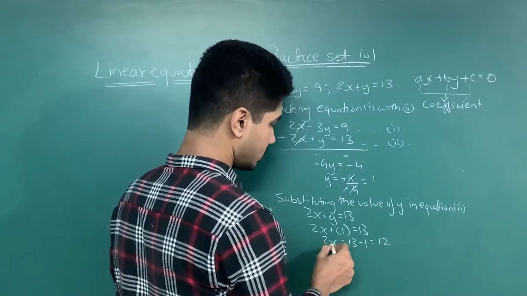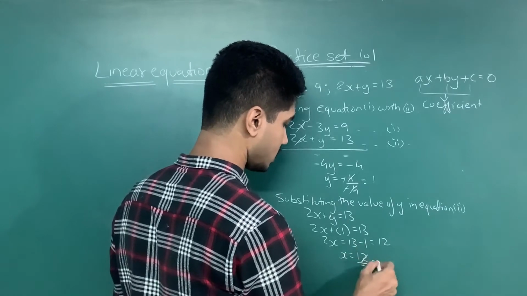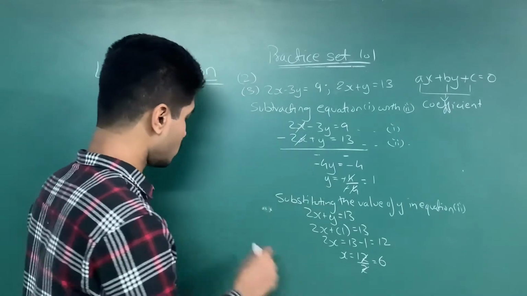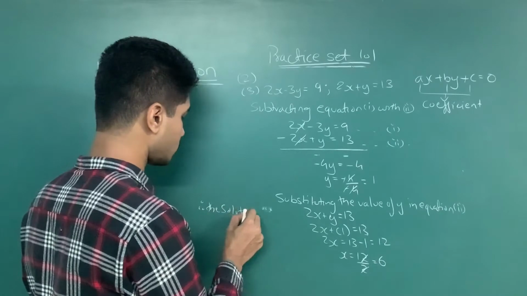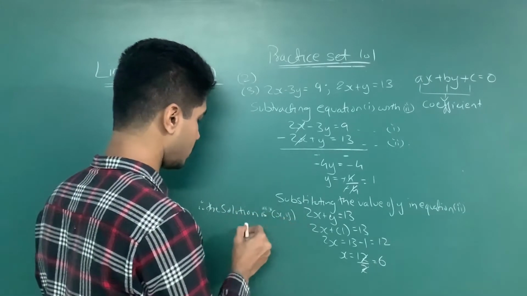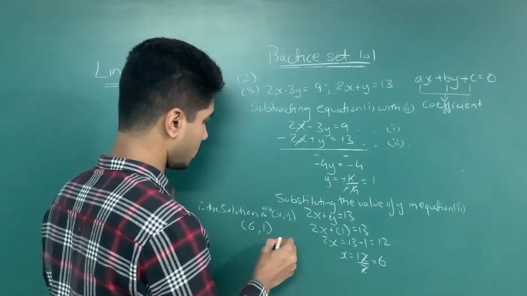Now 2 is multiplication with the x. You shift there, you get 12 upon 2, which is nothing but 6. So आपको x का वैल्यू मिलता है 6. So I can write the solution. The solution is x comma y, that is nothing but x is 6 and y is 1.